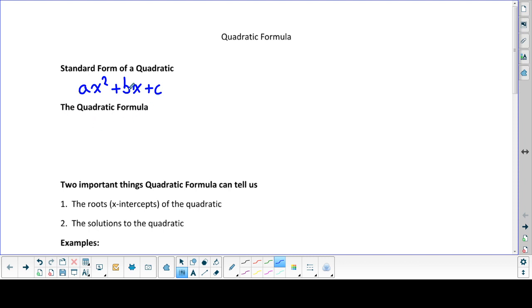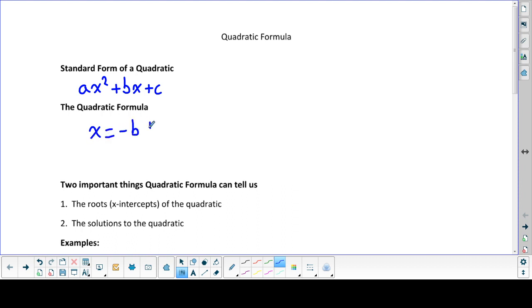Okay, so we always want it in this form, and then these coefficients are the a, b, and the c in the quadratic formula itself. And I recommend just writing it down. I always memorize things by writing it down repetitively. So every time I use a quadratic formula, I write it down first.